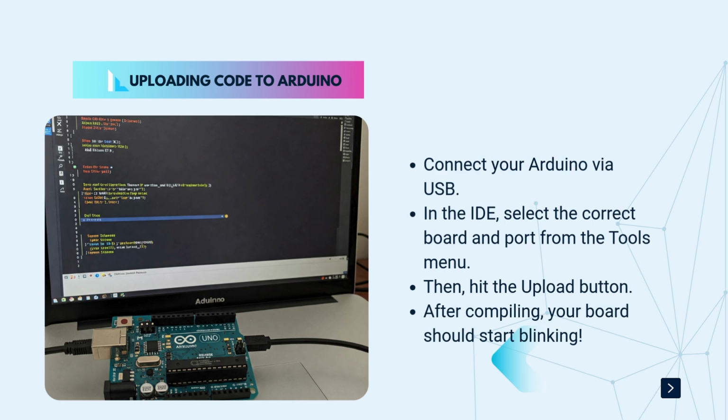Connect your Arduino via USB. In the IDE, select the correct board and port from the Tools menu. Then, hit the Upload button. After compiling, your board should start blinking.